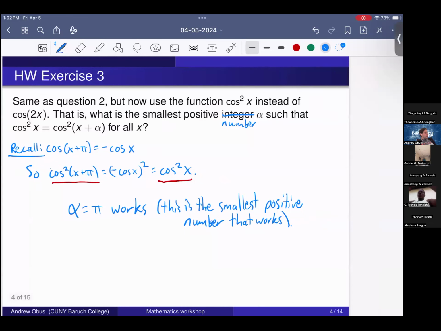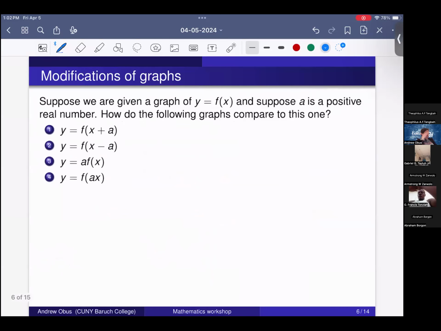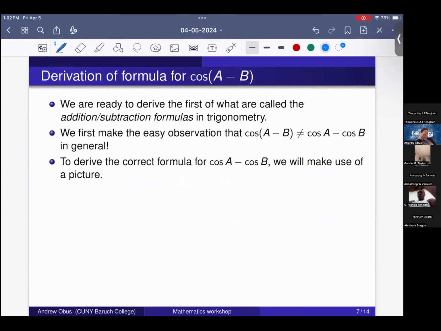Okay, so let's move on to the main topics for today. The main topics for today are what are called the addition and the subtraction formulas in trigonometry. So we have some basic identities already, like cosine of x equals cosine of minus x, things like this. But what if I have two angles and I want to find cosine of their difference? So what we're going to spend most of today doing is deriving this formula for cosine of a minus b.